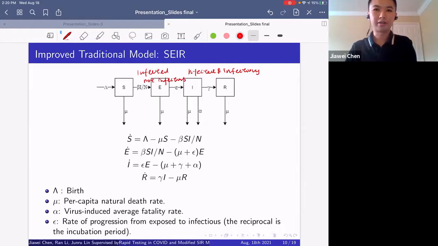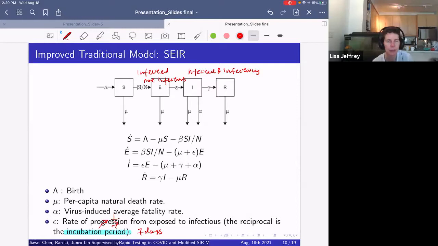So here in the flow chart, we can see that the arrow from S to I previously is now connected to E. So the beta I over N term is connected to E instead. And there's a new arrow between E and I. This will be the progression from exposed to infectious. So if it, for example, takes 7 days, then it would be 1/7 per individual per day. So this slowly transforms into infectious individuals.